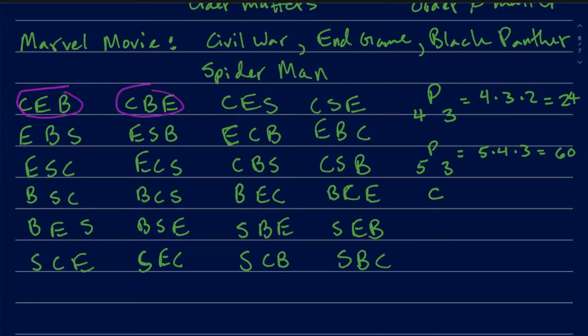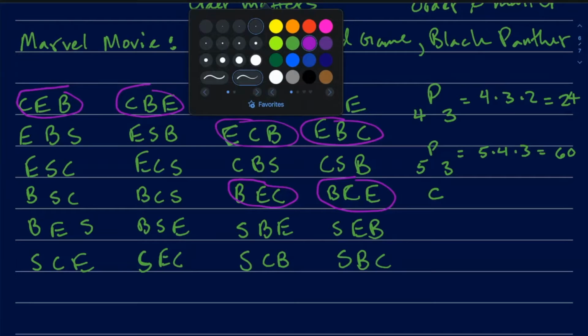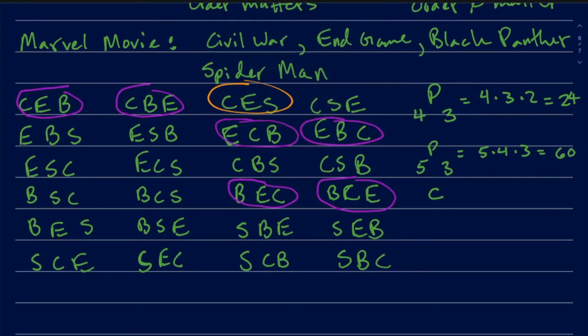So the order doesn't matter, which would also be the same as this one, which would also be the same as this one, which would also be the same as ECB. Where's ECB? Right there. So these 6 would actually be the same thing. Then let's find the rest of them. So CS would be the same as CSE, would be the same as ESC, ECS, SCE and SEC.